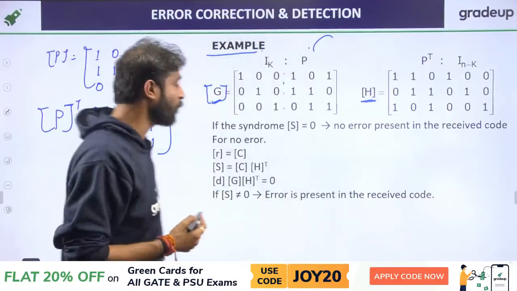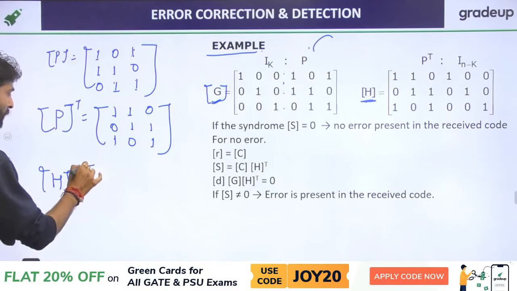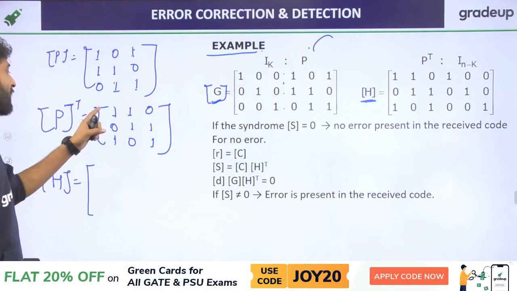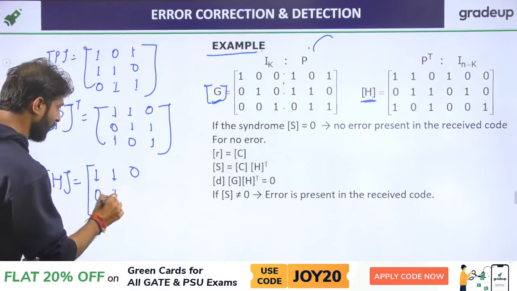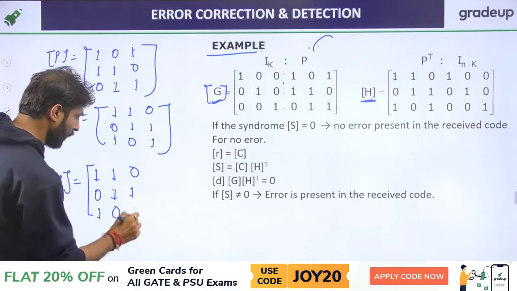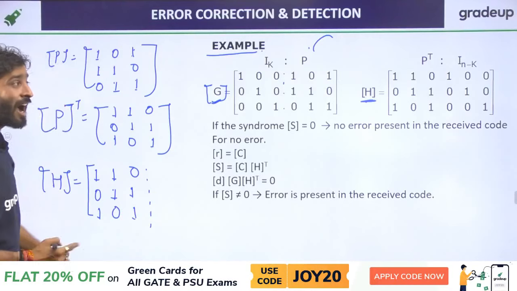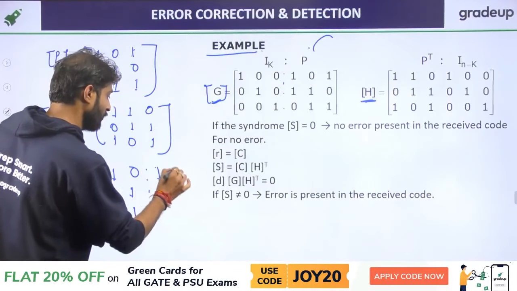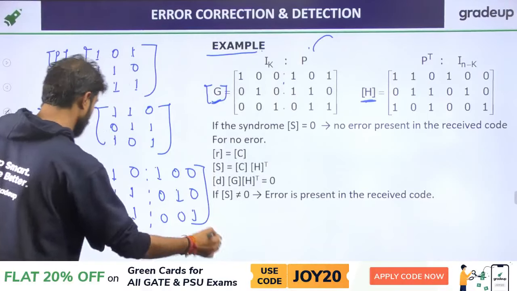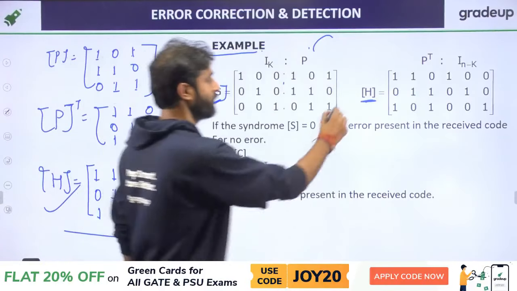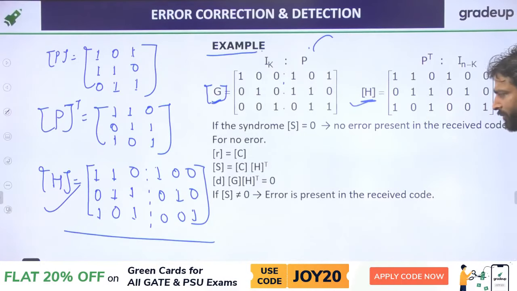Now if you want to form the parity check matrix, first write the transpose of the parity matrix, that is 110, 011, 101. After that we have to write the identity matrix, 100, 010, 001. You will get the H matrix. That is the H matrix. It is very easy, not that tough a question, right?